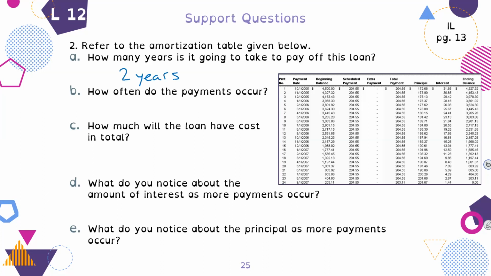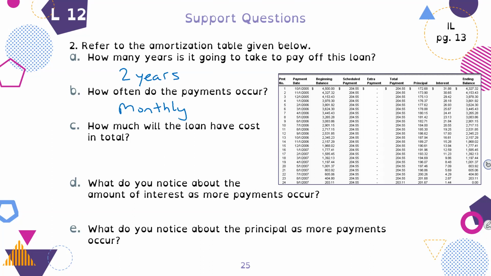Because 24 payments is 2 times 12. How often do the payments occur? We figured out that they were monthly. How much will the loan have cost in total?